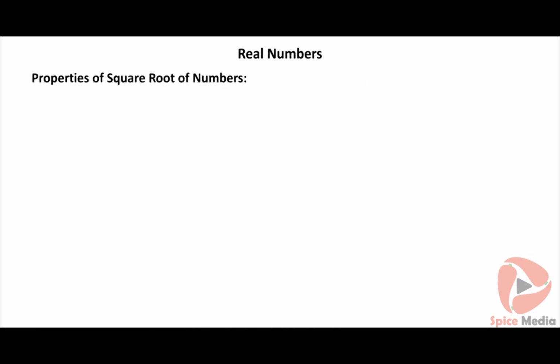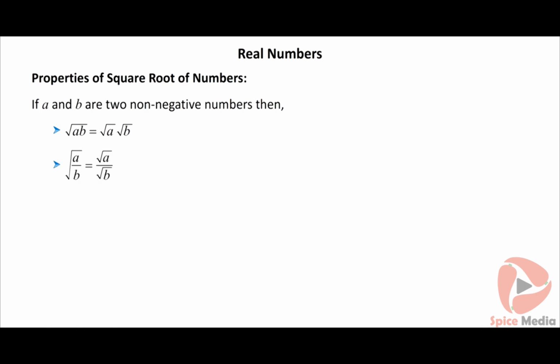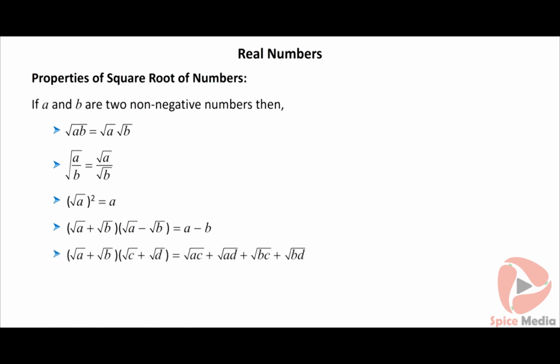Properties of square root of numbers. If a and b are two non-negative numbers, then root ab is equal to root a into root b. Root of a by b is equal to root a by root b. Root a whole squared is equal to a. Root a plus root b into root a minus root b is equal to a minus b. Root a plus b into root c plus d is equal to root ac plus root ad plus root bc plus root bd.